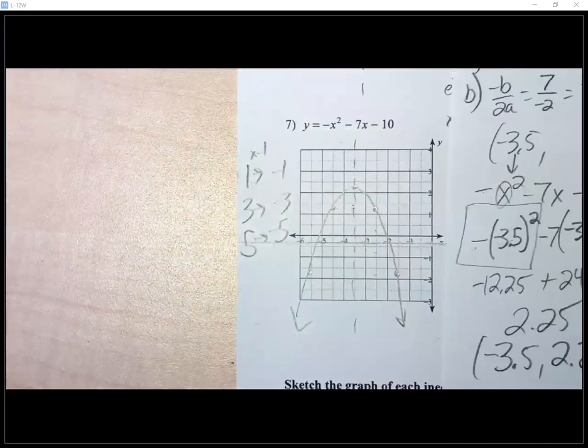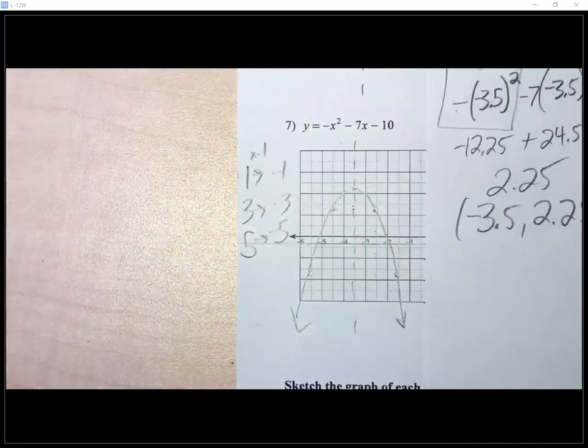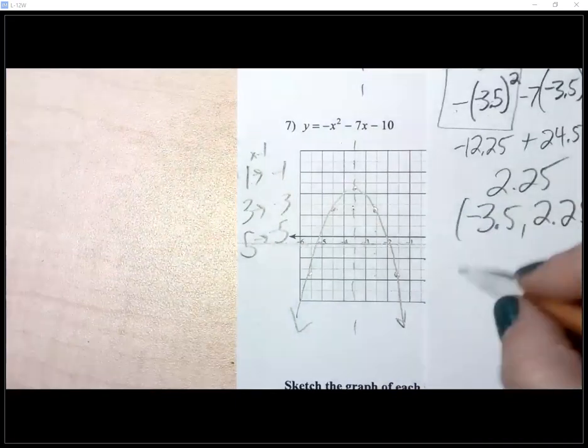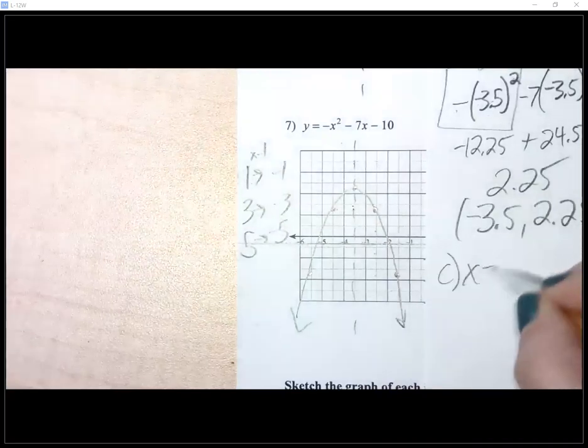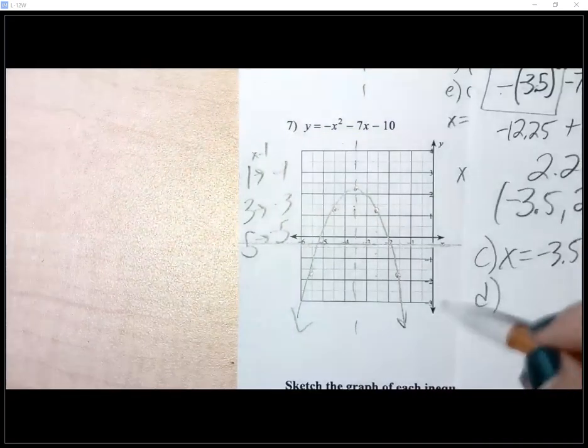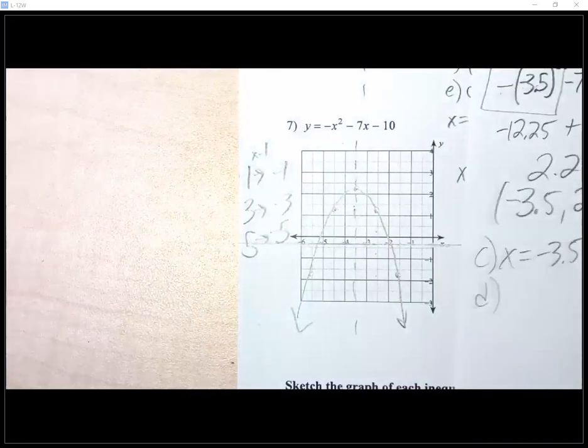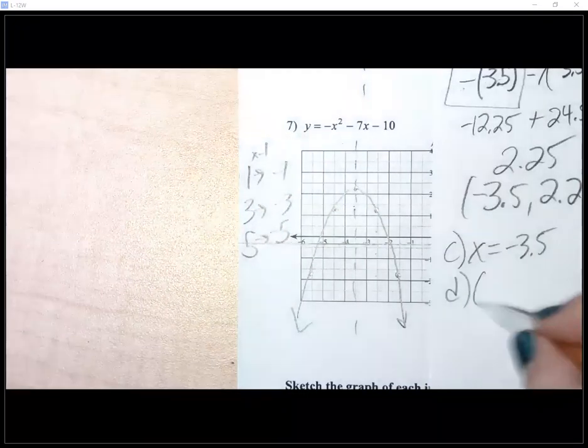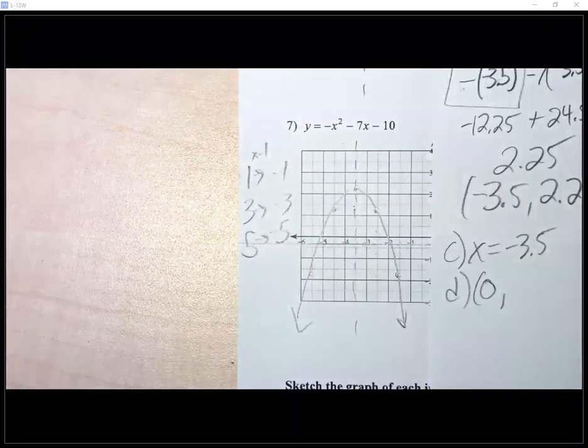Oh, you know what we didn't find? Oh yeah, we're up to C. The axis of symmetry is just x equals negative 3.5. Y-intercept. I'm expecting it to be some negative number right down here. So if I plug in a 0, what comes out? If you plug in 0 for x, what comes out for y? Negative 10, which totally makes sense, right? I can see it on my graph. If I could zoom out, it would hit there.